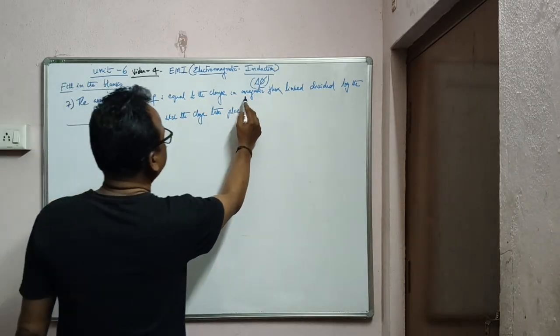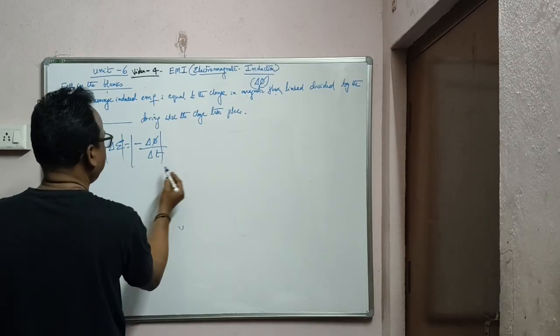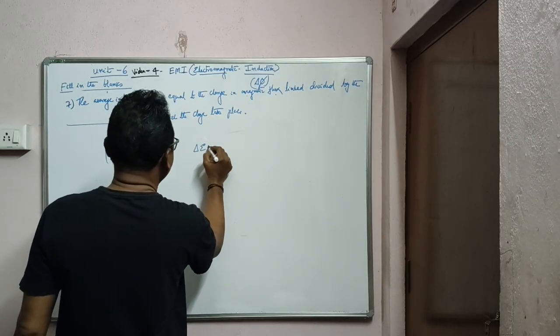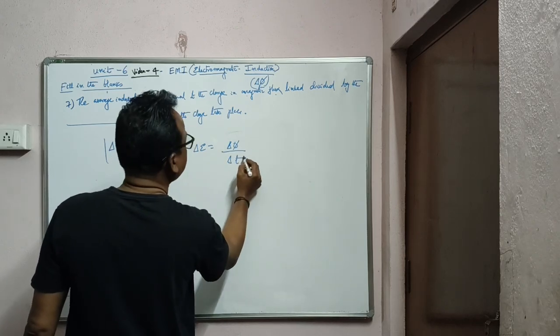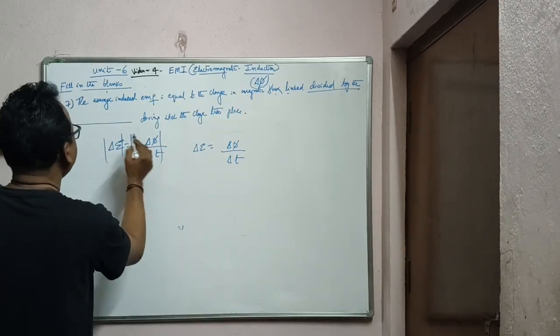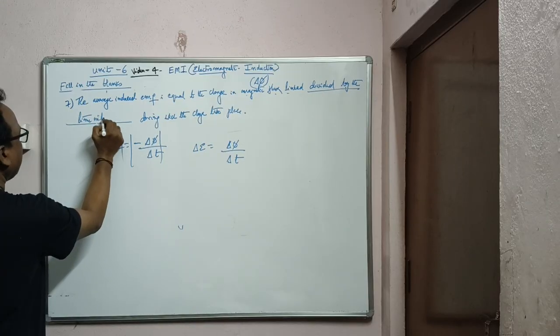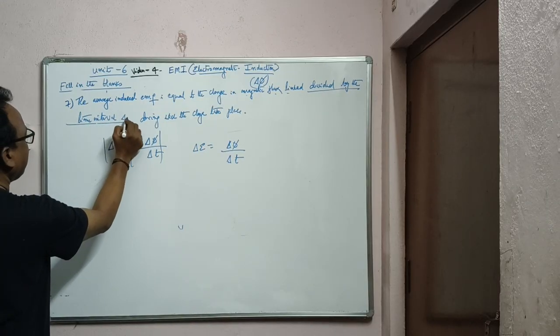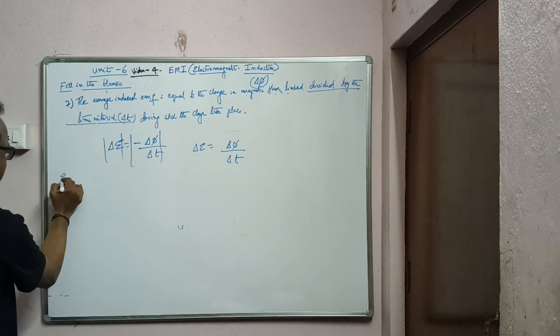So what is this one? The magnetic flux delta phi. We'll take the magnitude, so the negative sign goes. So EMF is equal to delta phi divided by the time interval delta t during which the change takes place. That is your 7th answer.